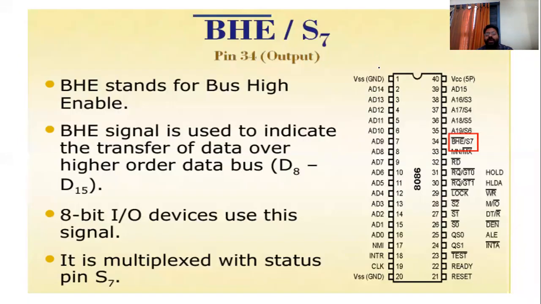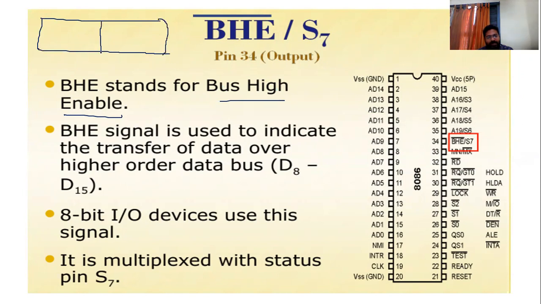Yes. Now see this BHE, bus high enable. BHE stands for bus high enable. What is this bus high enable? You know that the 16-bit microprocessor carries 16-bit data. There are 8 bits of higher order and 8 bits of lower order. The lower 8 bits are carried by the D0 to D7 data lines, and the higher 8 bits are carried by the D8 to D15 data lines.